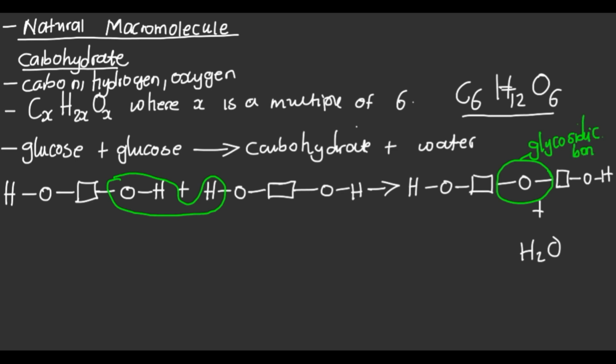So whenever you encounter a question asking you to determine the linkage under carbohydrate, it is just the glycosidic bond. We can represent this glycosidic bond by just writing it like this. So whenever you see this linkage here, we have what we call a glycosidic bond. So this is what we can know about the formation and the structure of carbohydrates.